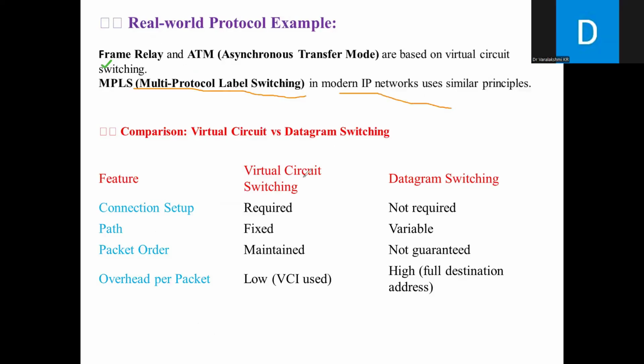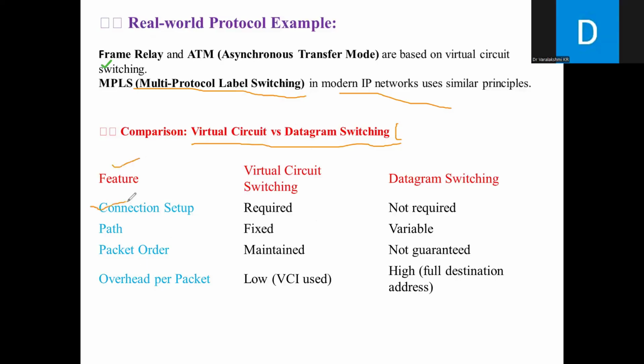So till now we have focused on two types of approaches: one is datagram, another one is virtual circuit. Datagram can also be called connectionless, and virtual circuit can also be called connection-oriented. Let's look at a few differences between these two by taking several features.